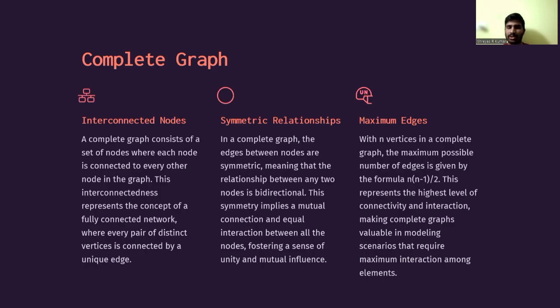Symmetric relationships. In a complete graph, the edges between nodes are symmetric, meaning that the relationship between any two nodes is bidirectional. This symmetry implies a mutual connection and equal interaction between all the nodes, fostering a sense of unity and mutual influence. Maximum edges. With n vertices in a complete graph, the maximum possible number of edges is given by the formula n times (n minus 1) divided by 2. This represents the highest level of connectivity and interaction, making complete graphs valuable in modeling scenarios that require maximum interaction among the elements.